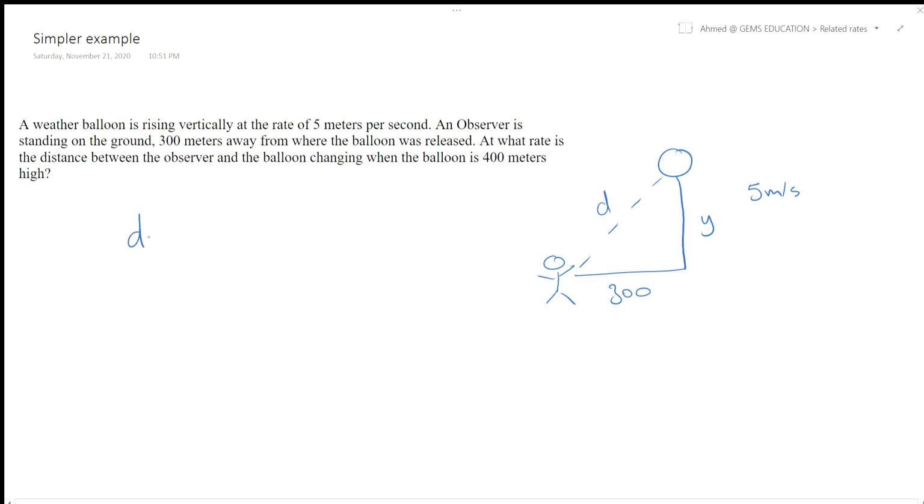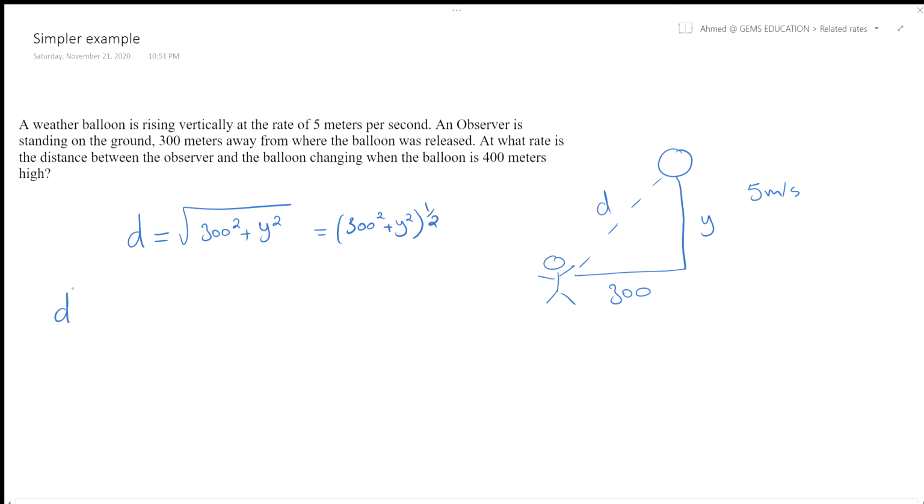So we'll say that d is then equal to the square root of 300 to the power of 2 plus y to the power of 2. And if we need to find d prime, then we'll need to change this to a power of half, just to make it easier for us to get the derivative. So this is all to the power of half now.